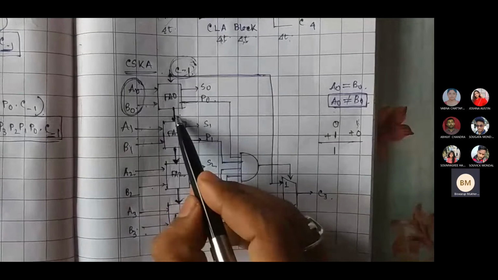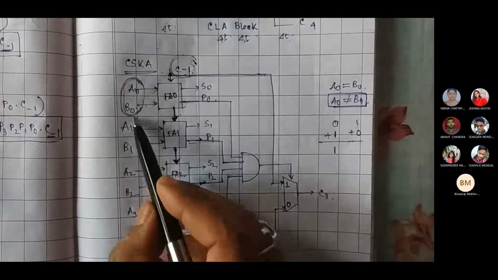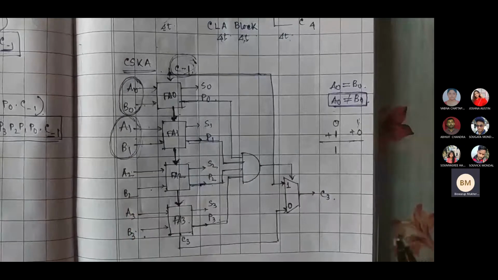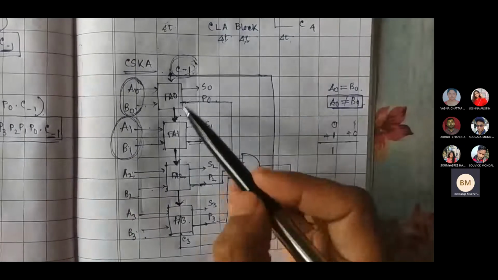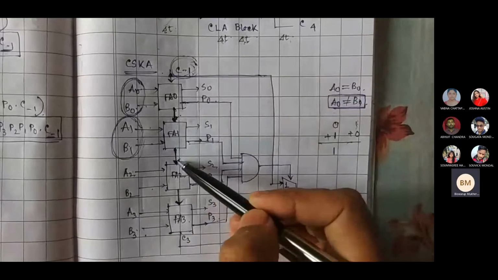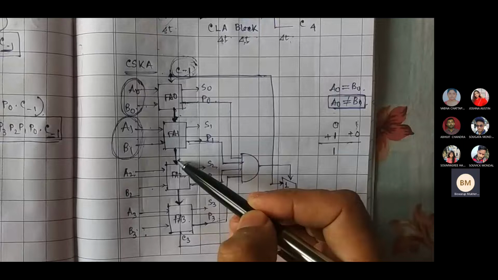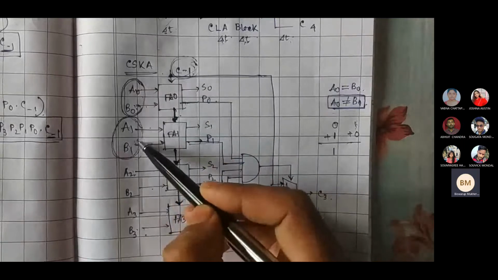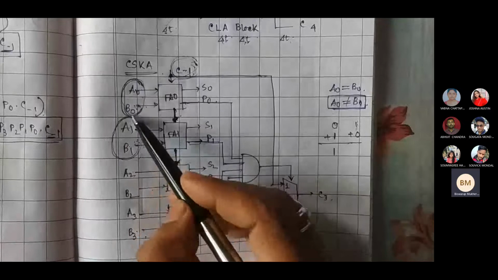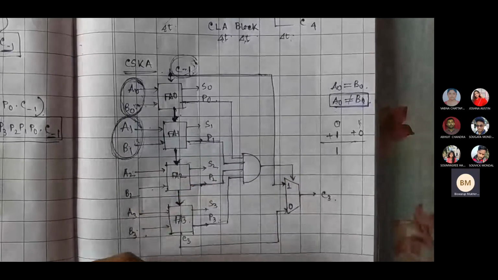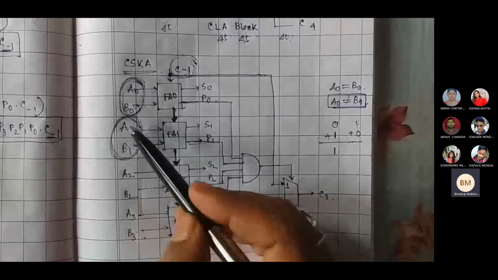Right, similarly in the same way, if A1 B1 are not the same, if these two are not equal, then also this carry is supposed to come here, right? Or else we can say, if both A0 B0 are not equal to each other along with A1 B1 not equal to each other, these two also are not equal to each other.